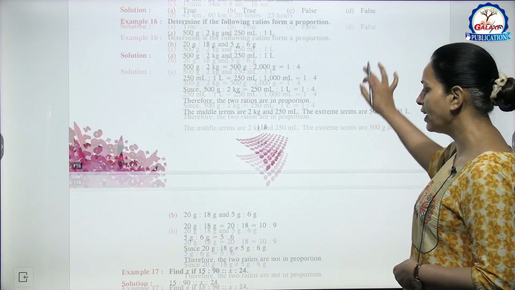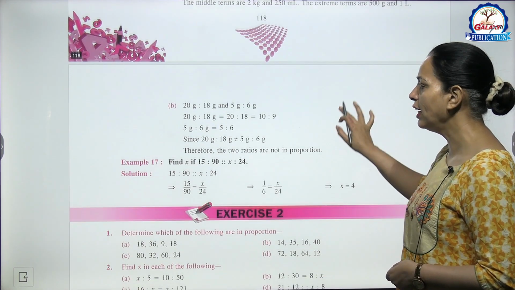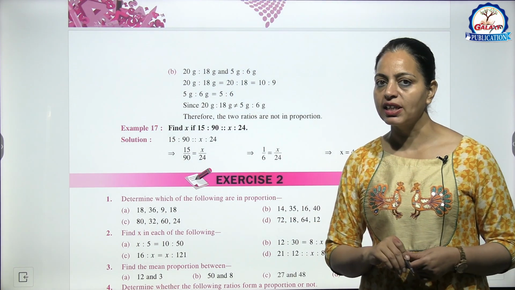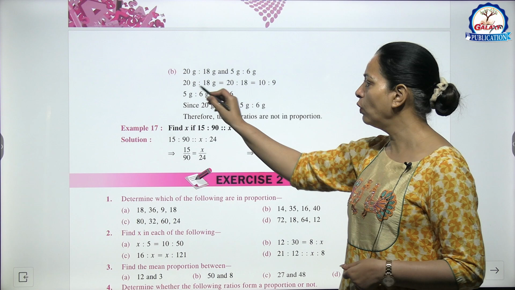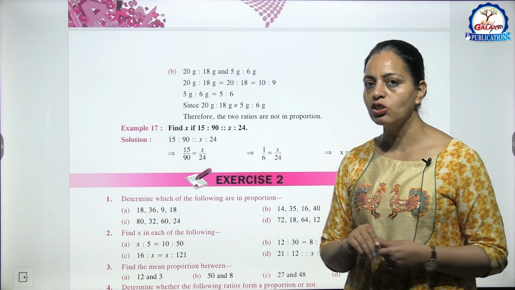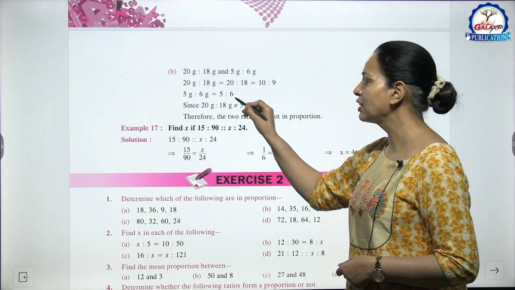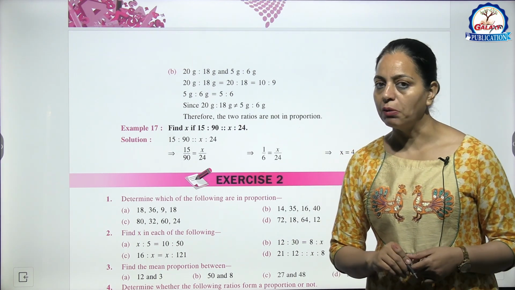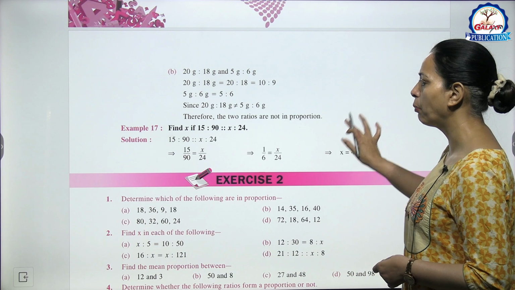Okay. Now the next is B part, 20 gram is to 18 gram and 5 gram is to 6 gram. So what to do? 20 is to 18, that is 10 is to 9, 5 is to 6, that is 5 is to 6. Ratio not same, so it means they are not in proportion.